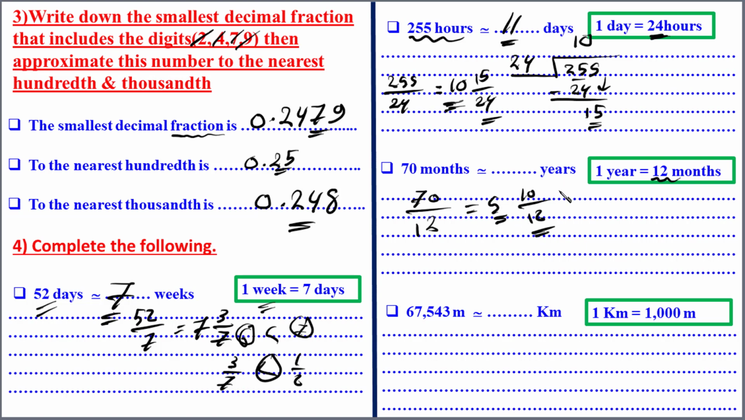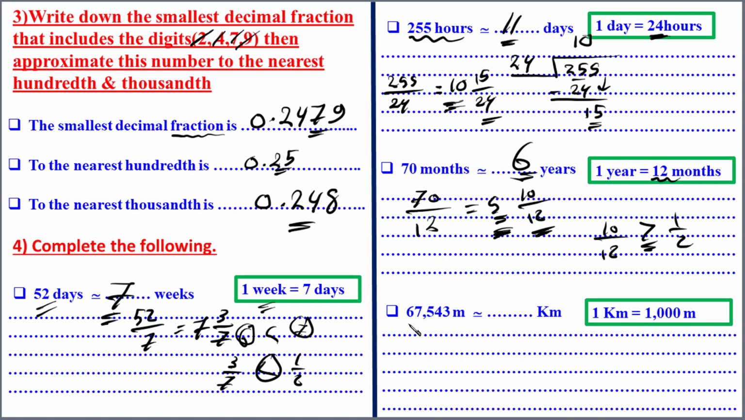Is the fraction 10 over 12 greater than or less than 1/2? You can compare between them. Yes, it's greater than. Why, mister? Because half a year is 6 months, which is 6 over 12. This is 1/2. And we have 10 months over 12. This fraction is greater than 1/2. So we have to add 1 to 5 to make 6 years. So 70 months approximately equals 6 years.